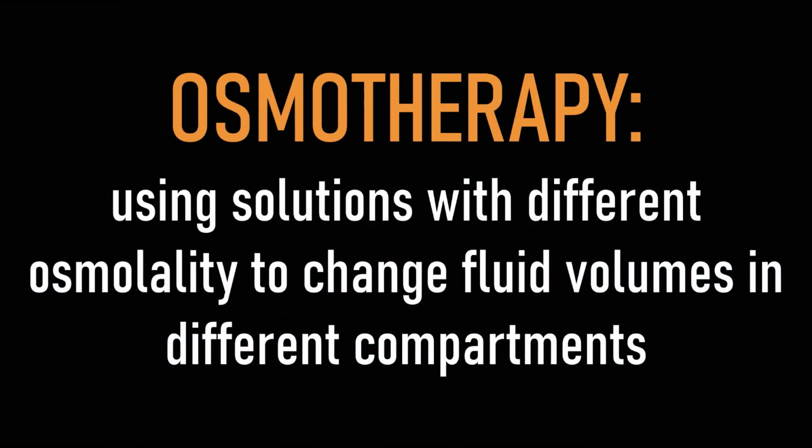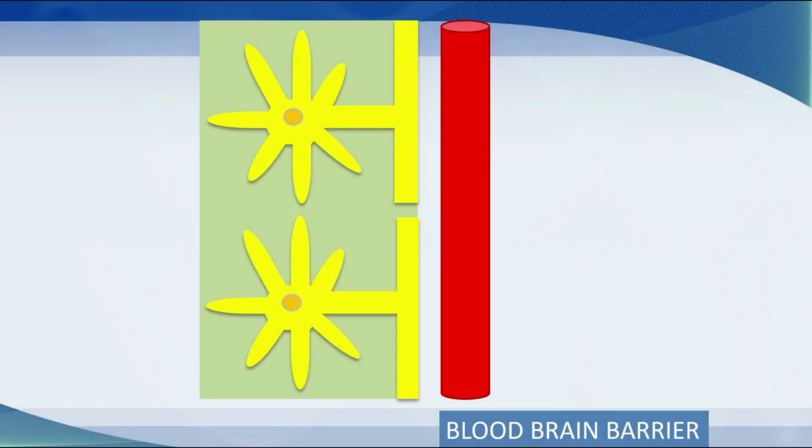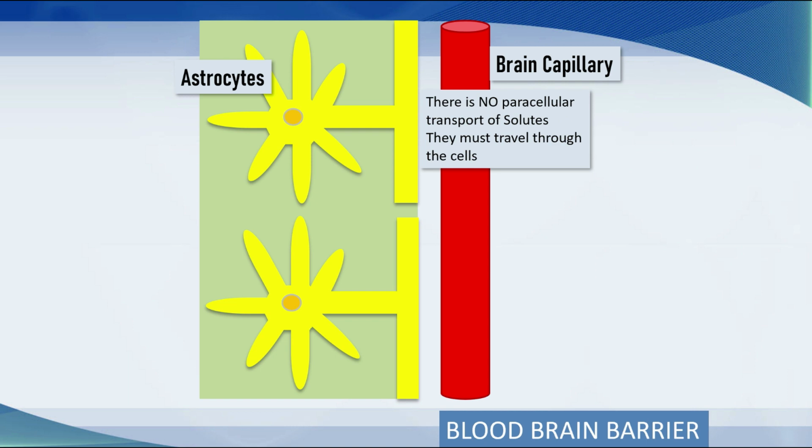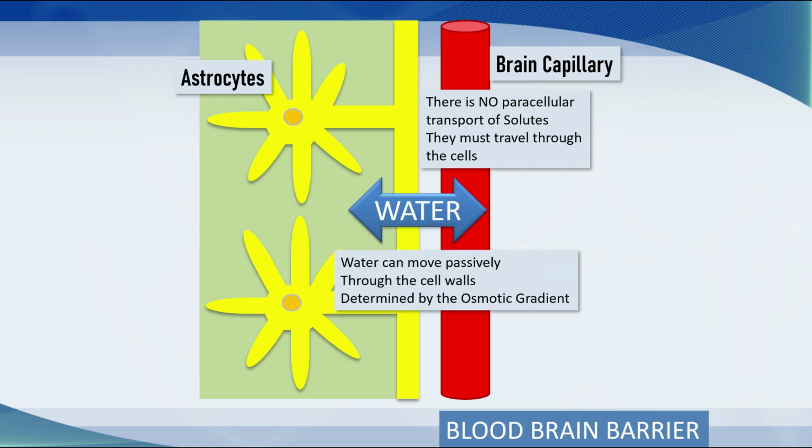Let's move on to osmotherapy. Osmotherapy involves using solutions with different osmolalities to change the fluid volumes in different compartments. So this is a picture of the blood-brain barrier. These are astrocytes here, and these are brain capillaries here. There is no paracellular transport of solutes. They must travel through the cells. Water is freely permeable across the cells, and it can move across determined by the osmotic gradient.